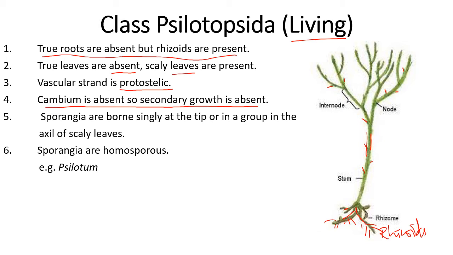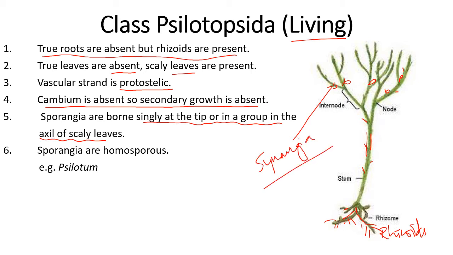Sporangia are borne singly at the tip or in groups in the axil of scaly leaves. Here somewhere small circular triangular structures are present, and these are actually called synangia.